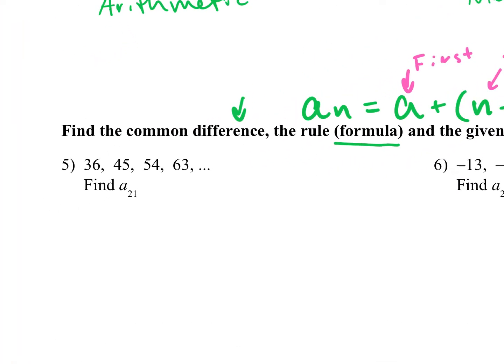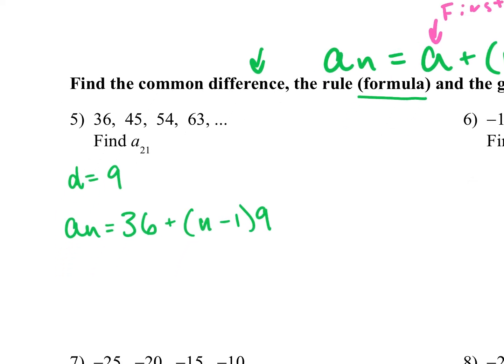So for number 5, we can start by finding our common difference. So what's our common difference? What am I adding to get from one number to the next? 9. So then let's plug it in. I have a sub n is equal to, what's the first term? 36 plus n minus 1 times 9. So that would be our formula.